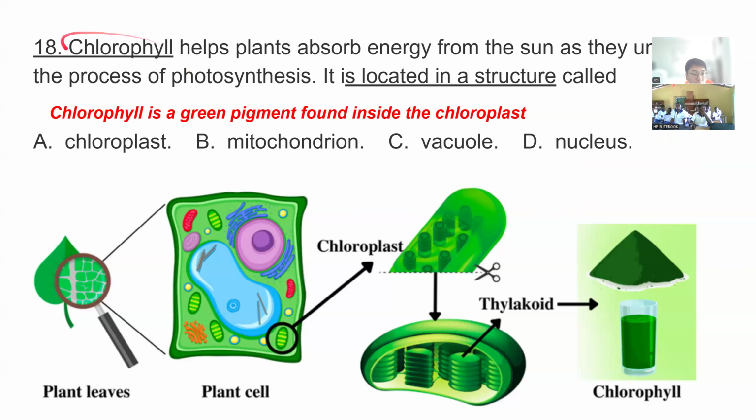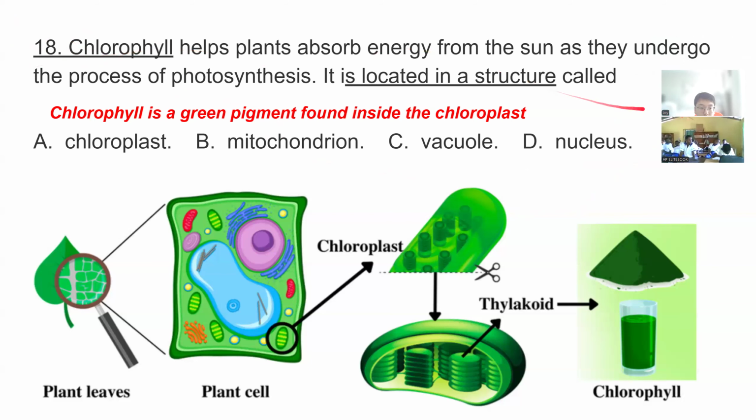As I have said, we are moving now into cells. This question asks: chlorophyll helps plants absorb energy from the sun as they undergo the process of photosynthesis, and it is located in the structure called which of the following? Is it the chloroplast, the mitochondrion, the vacuole, or the nucleus?